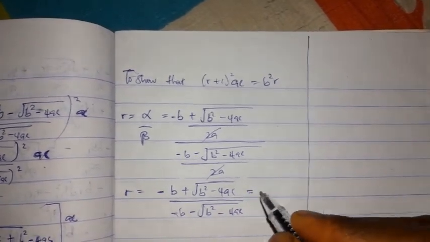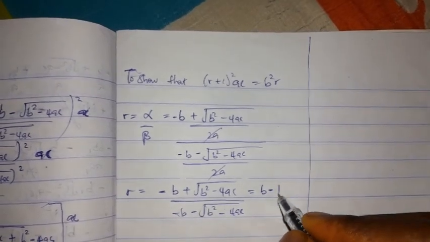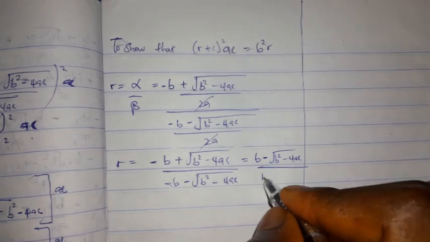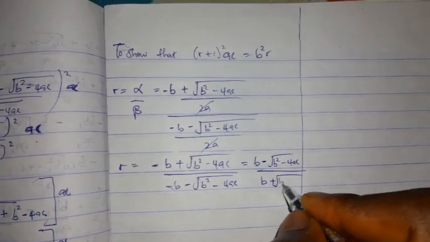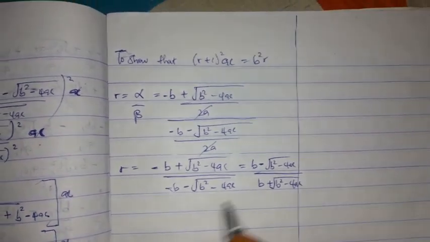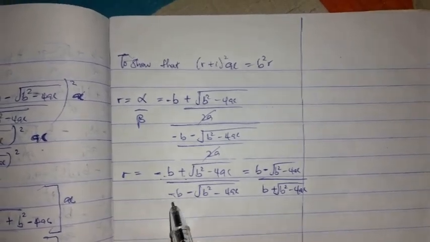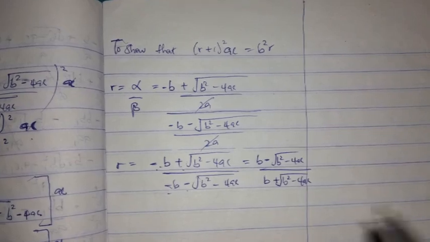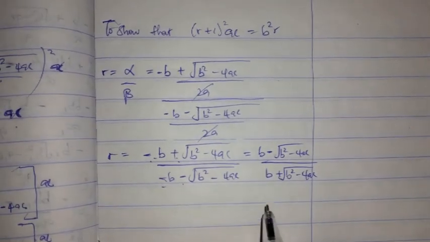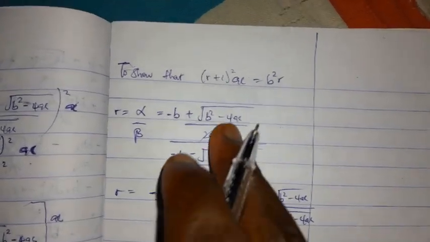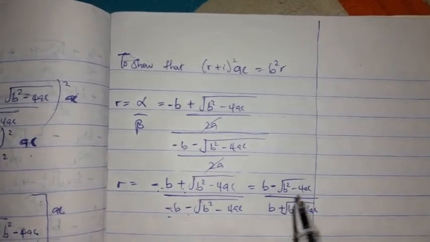Now, this is the same thing as b minus the square root of b squared minus 4ac over b plus the square root of b squared minus 4ac. Why? Because if I bring out the minus, this becomes plus, minus, plus, plus, and they cancel out. Okay, so now from here, I'm to show that r plus 1 all squared times ac is equal to b squared r.